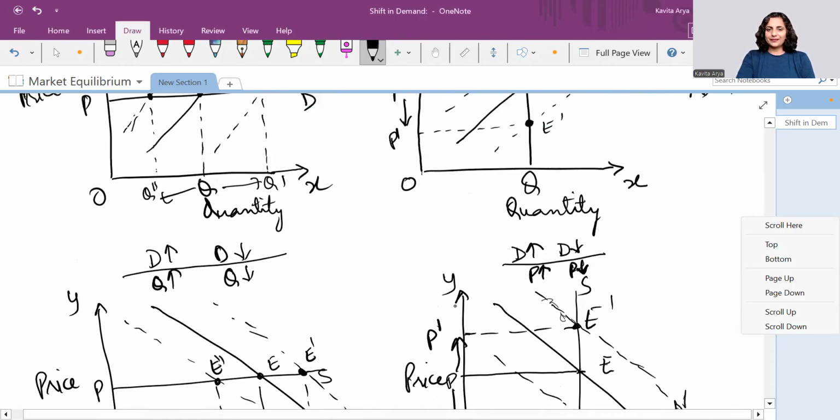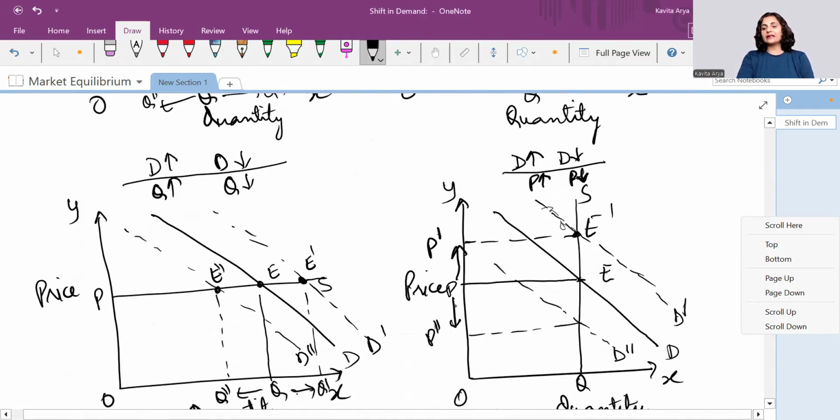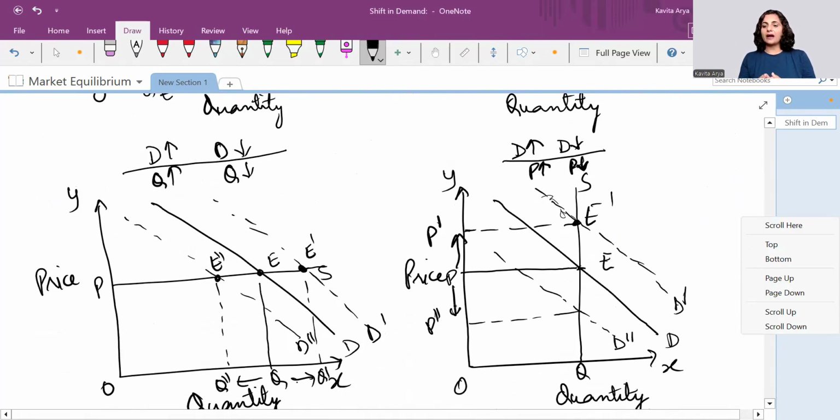Okay. So I hope these special cases of increase and decrease in demand and supply, when the counterpart is perfectly elastic or inelastic, are clear to you.